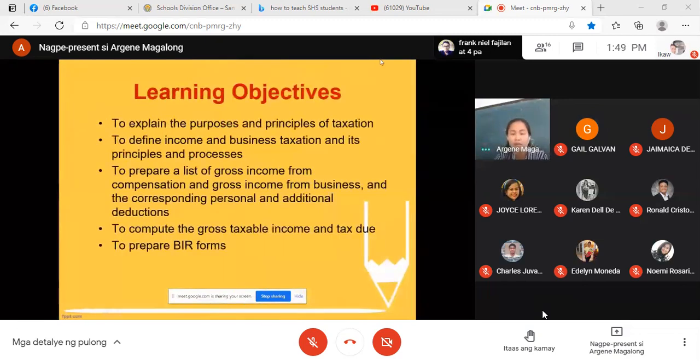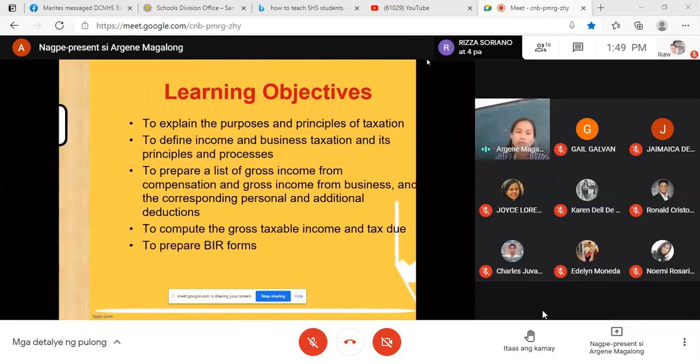So these are our learning objectives. At the end of the lesson, I am expecting that you can explain the purposes and principles of taxation. You can define income, business, and business taxation, their principles and processes, how to compute the gross taxable income and tax due, and how to prepare BIR forms.